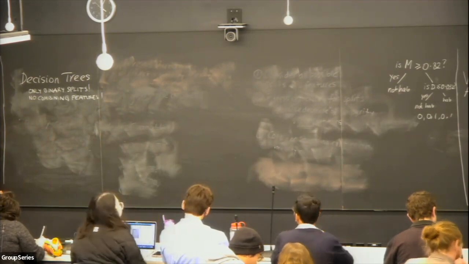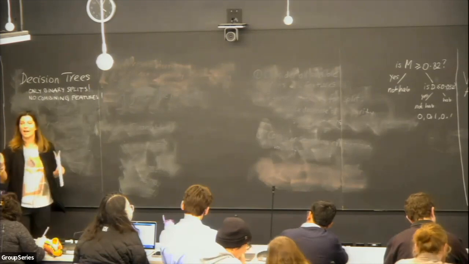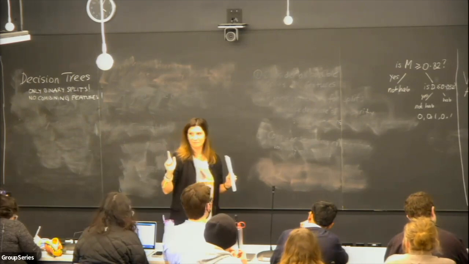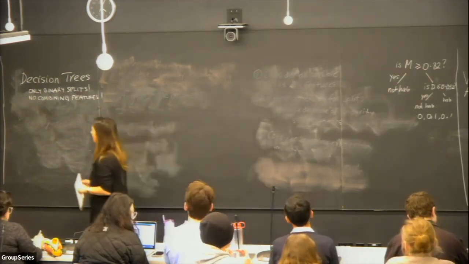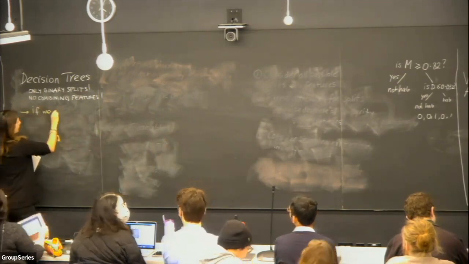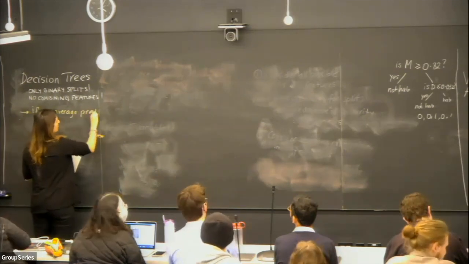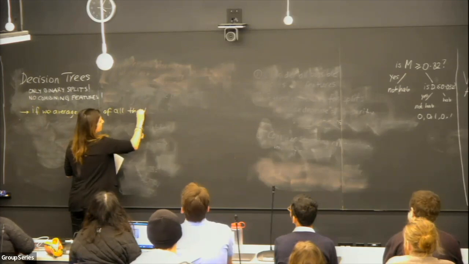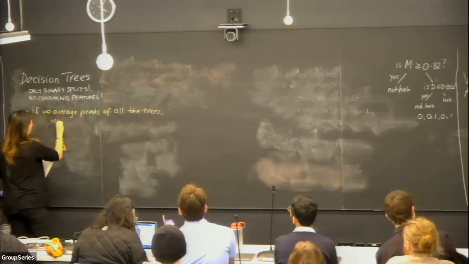Okay, now, however, I have a question for you: you all build these trees. Some of them do well, some of them may not do well. So now here's a question for you. If we average the predictions of all your trees, would it be better or worse?